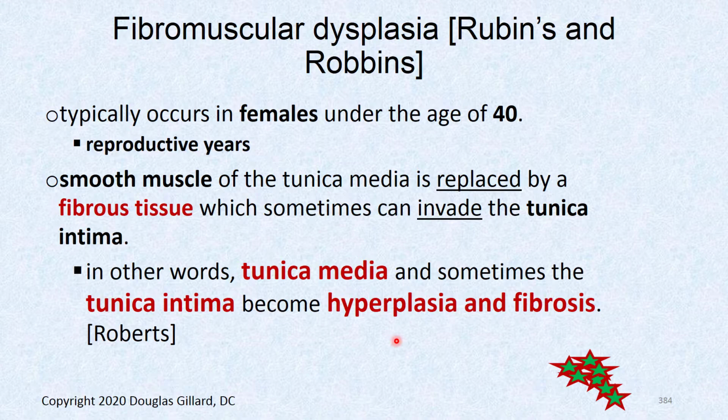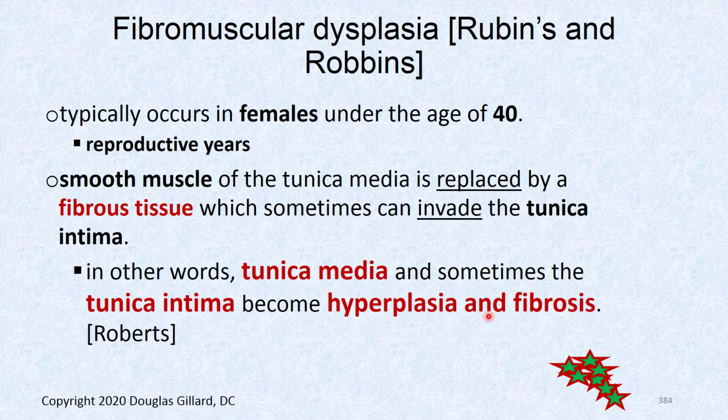Typically likes females under the age of 40, so it occurs during the reproductive years. There's some theories about some hormones, progesterone and estrogens and things like that. No solid proof though. But yeah, the smooth muscle is replaced by a fibrous tissue, which is weird because usually we see fibroblasts as part of an inflammation or inflammatory process. Later today I'll talk about a fibroblast-heavy inflammation. But here we have a fibrous tissue laid down without an inflammation, which is quite strange. But that's what happens. The smooth muscle becomes really filled with scar tissue or fibrous tissue.